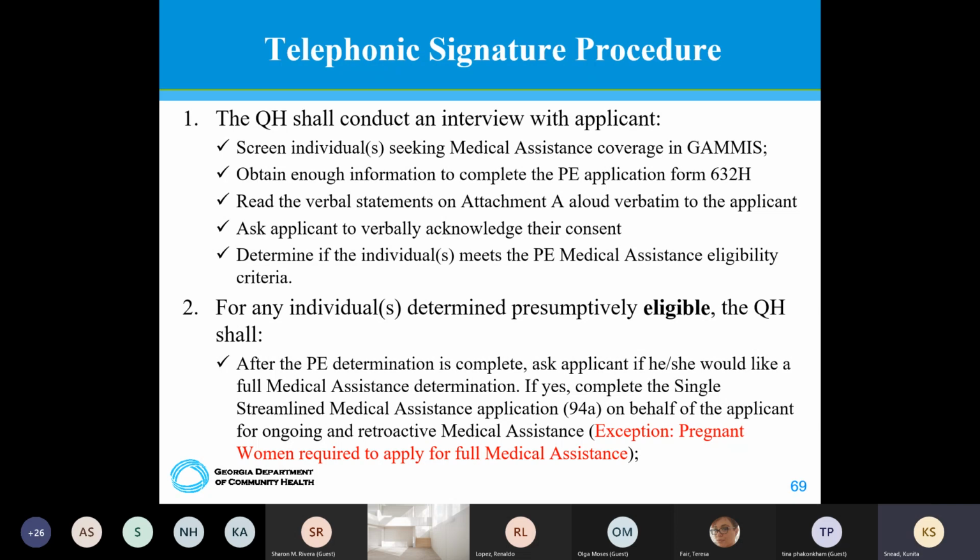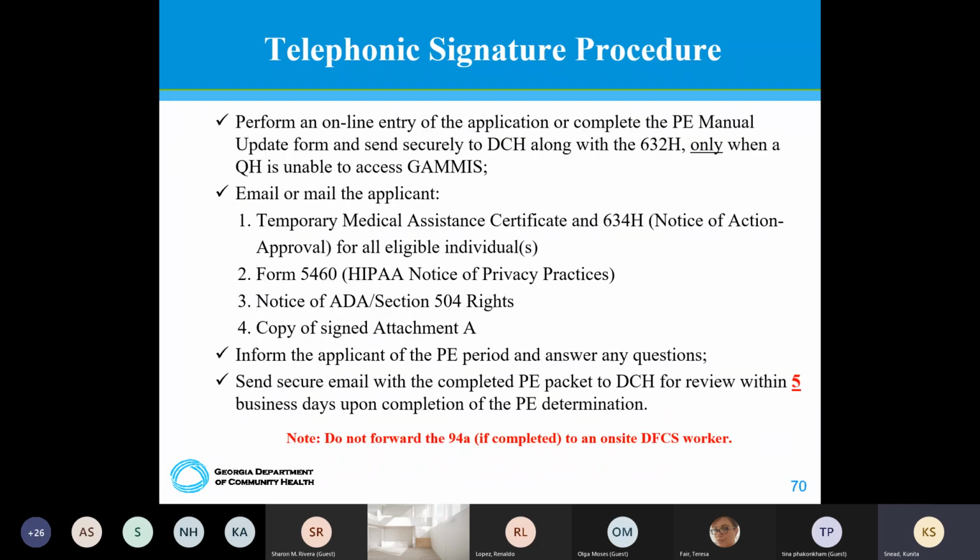Again, this is where if they want to request prior months, they can request prior months. And remember, the pregnant women always have to complete the 94A. Then, if they are eligible, you're going to enter that information into GAMIS for each individual that was eligible for PE. And if you are unable to add it to GAMIS, remember, what you will have to do is complete the PE manual update process.